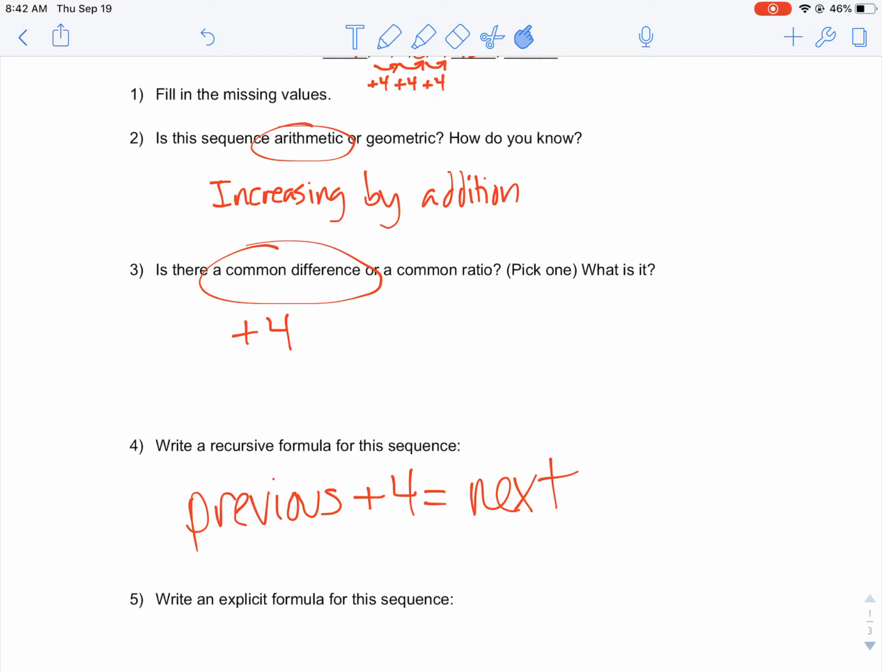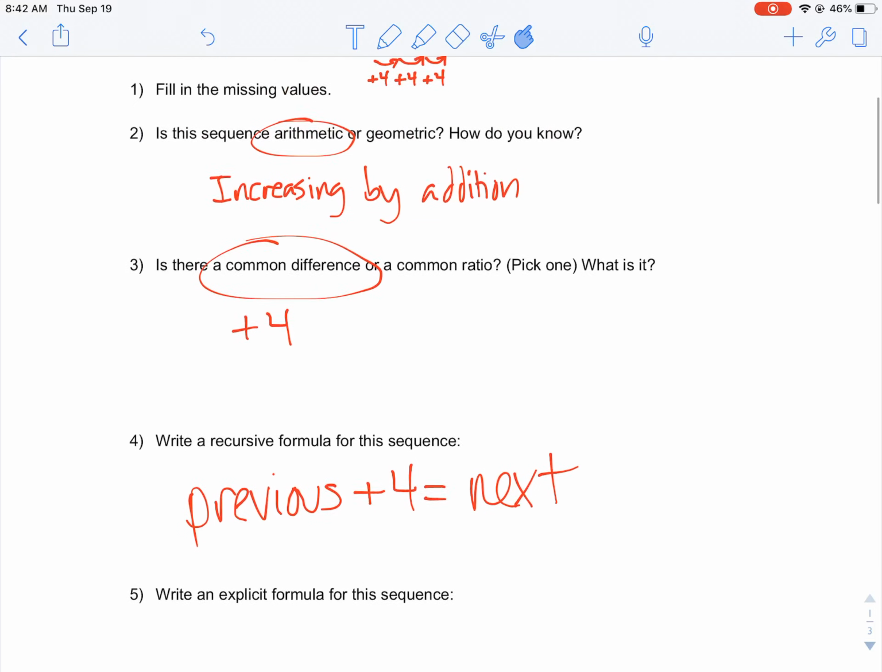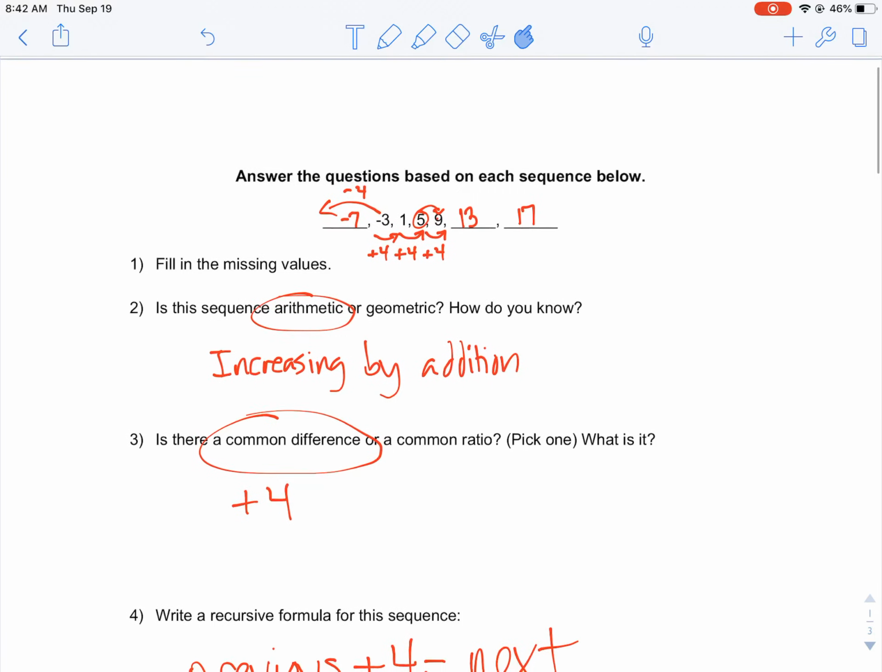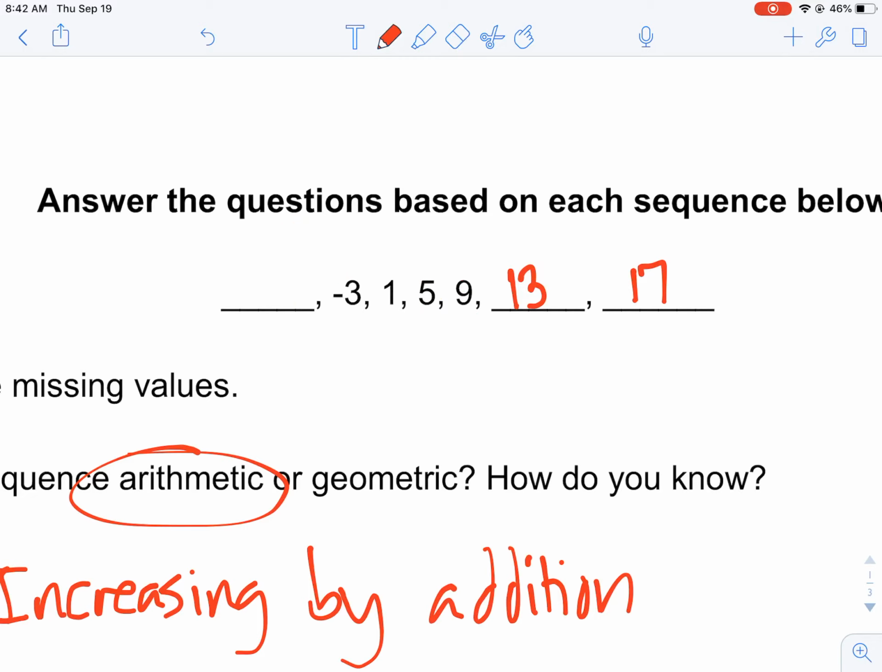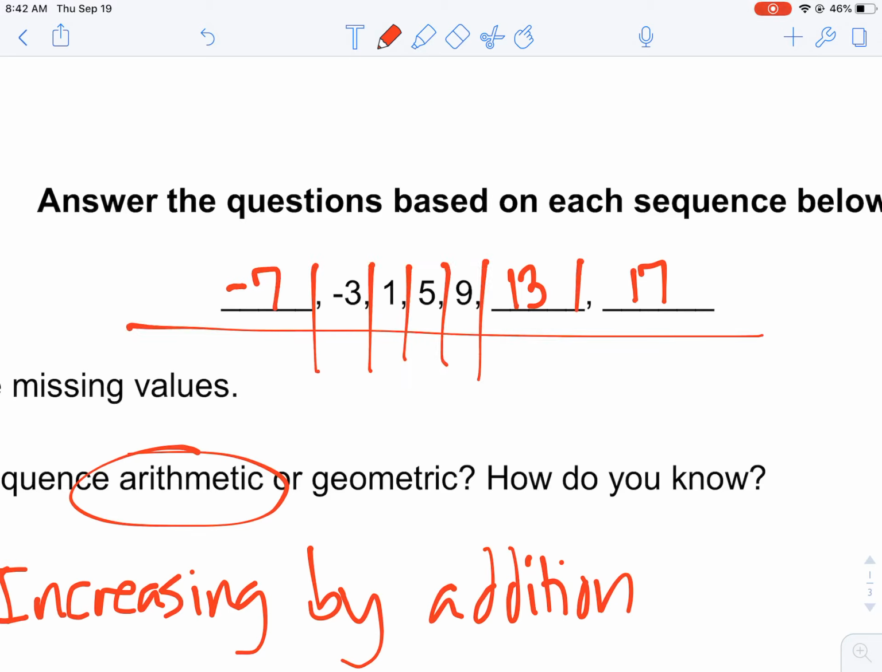Now the explicit formula, this can be a little tricky. Think of this as being a table. So I'm going to erase some of this stuff here. Think of it as having a table, right? If I made this a table, and my inputs were down here, and these were my outputs. This would be step 1, 2, 3, 4, and so on.